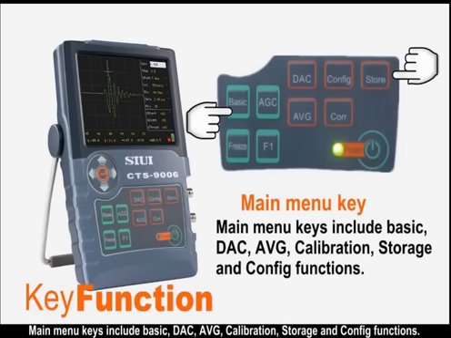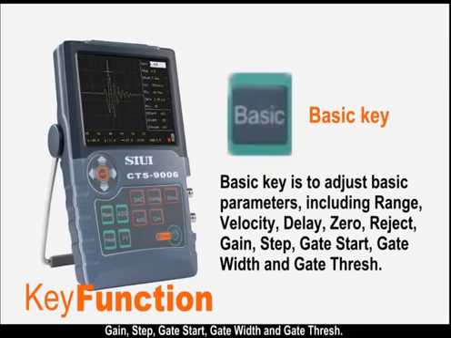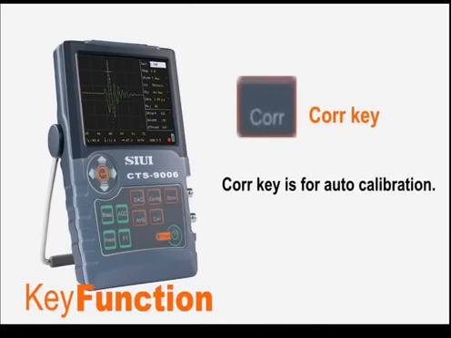Main menu keys include basic, DAC, AVG, calibration, storage, and configure functions. Basic key is to adjust basic parameters, including range, velocity, delay, zero, reject, gain, step, gate start, gate width, and gate threshold. Correction key is for auto calibration.